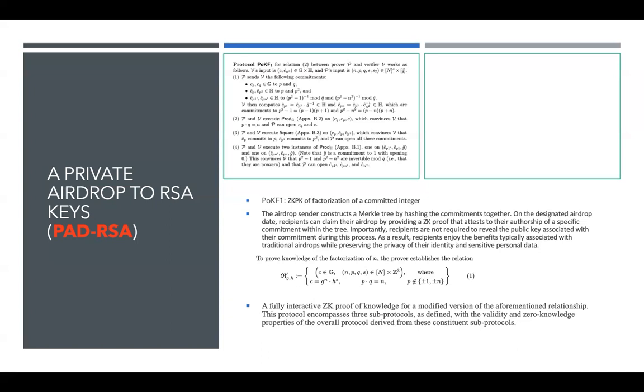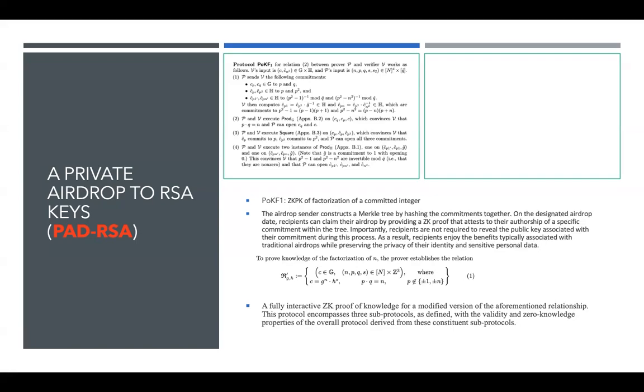By incorporating ZK proofs into airdrops, the concept of private airdrops emerges, enabling recipients to share pertinent information selectively while preventing the exposure of unnecessary details. Through the utilization of commitments, Merkle trees, and ZK proofs, recipients can claim their airdrops without revealing their public keys, thus ensuring the preservation of their privacy. This integration of cryptographic techniques with airdrop mechanisms establishes a path towards more secure and privacy-enhanced distribution of digital assets.